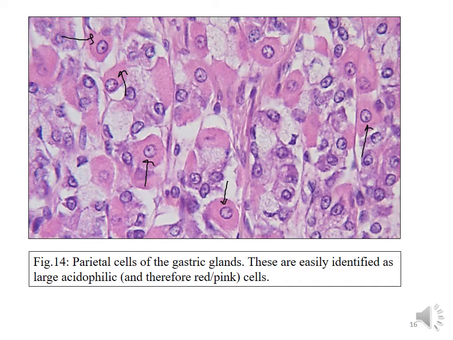You must remember that they are acidophilic because they contain several mitochondria. And by the way, the basophilic cells, like this one here and these ones here, these are chief cells. Chief cells are basophilic.